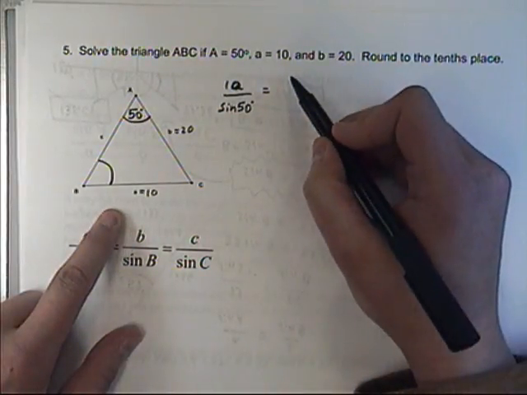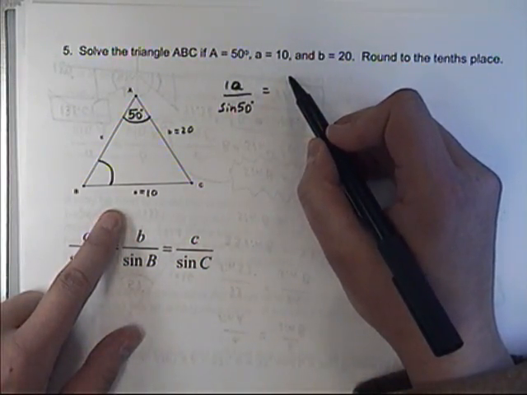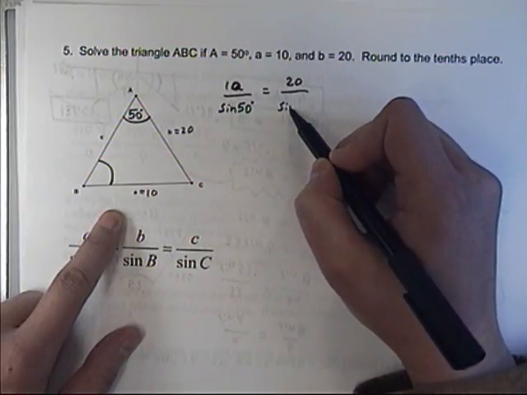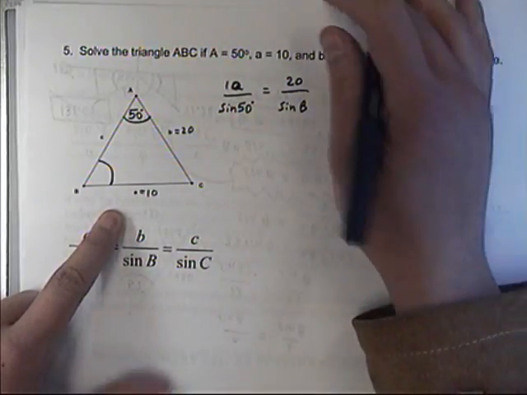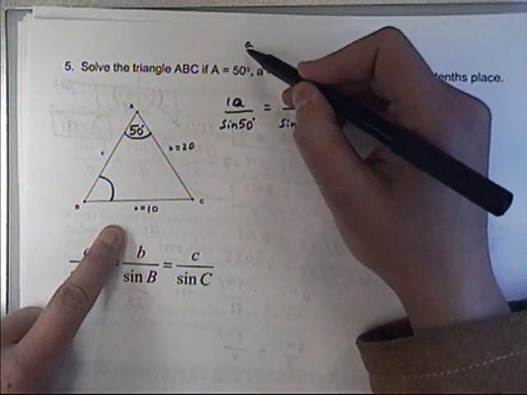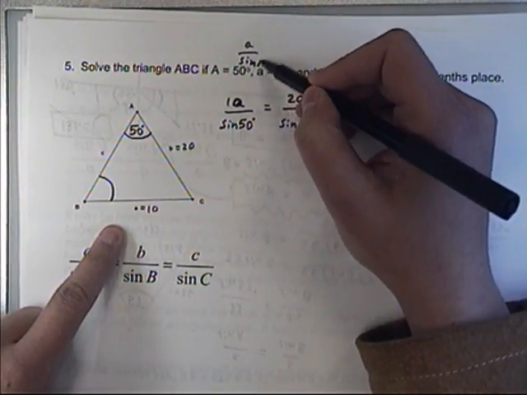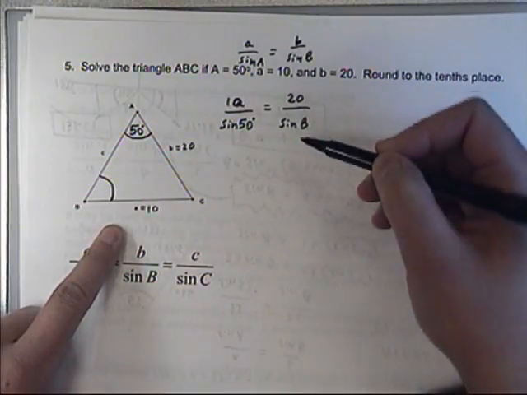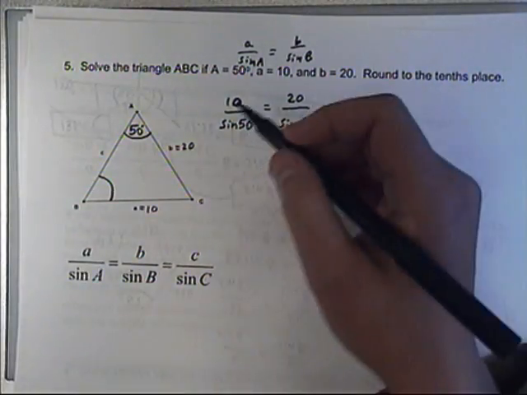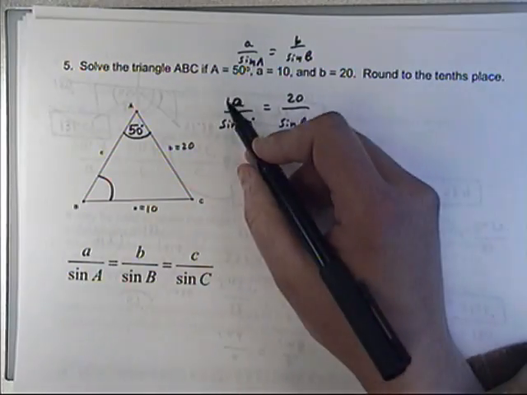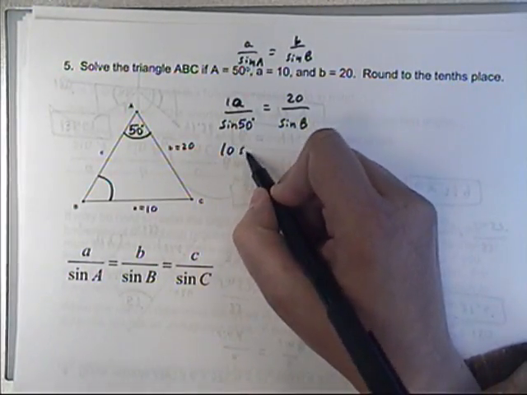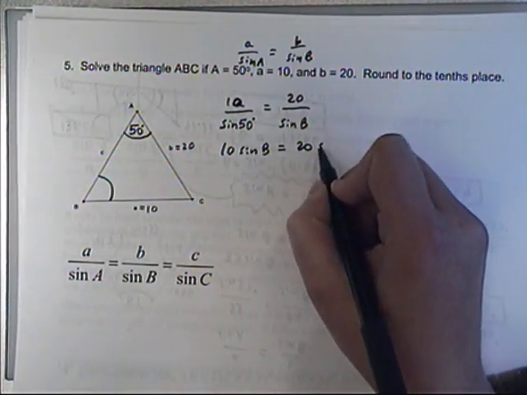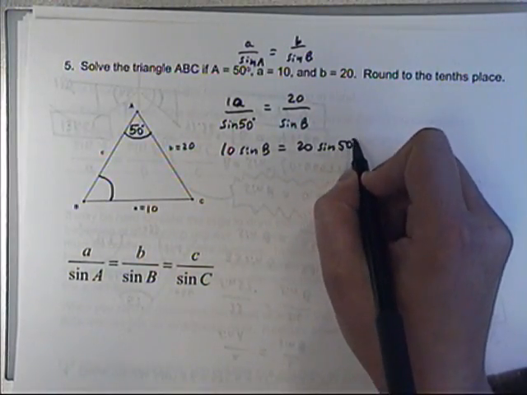And then for B over sine B, we'll have to write it like that. So what I just wrote was A over sine A equals little b over sine B. That's what I wrote here. Okay, so now I'm going to multiply cross this way, which is 10 times the sine of B, and cross this way, 20 times the sine of 50 degrees.